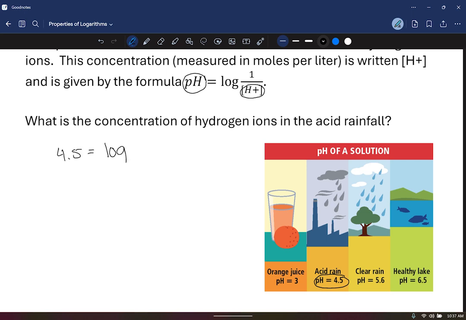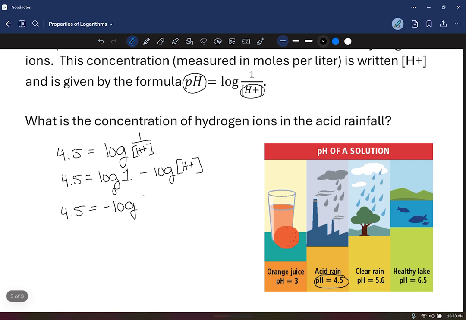So 4.5 is equal to log of 1 over H plus. So I am dividing two things, which means I can split this into two logs and do log of the top minus log of the bottom. Now, log of 1 is 0. So now I have 4.5 is equal to a negative log of H plus. I'm going to divide by that negative. So if I divide by negative, I get a negative 4.5 is equal to log of H plus.